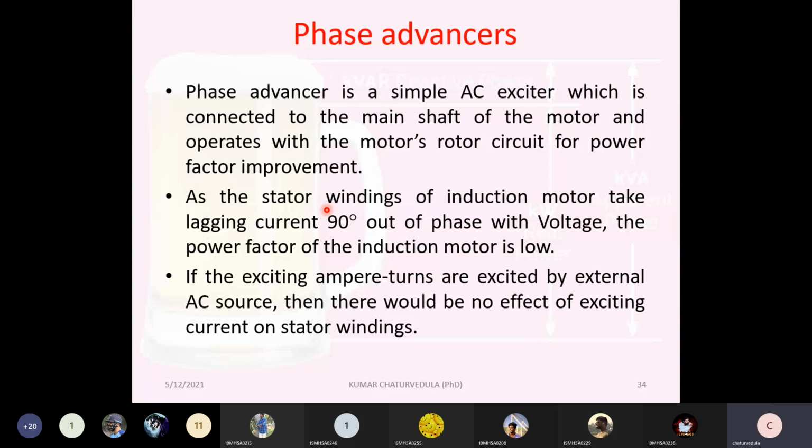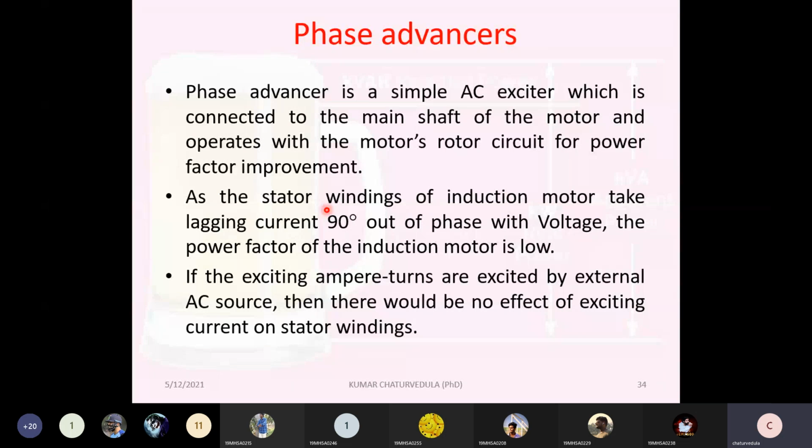So if the exciting ampere turns are going to be excited by an external AC source, then there will be no effect on the exciting current. If we want to excite this rotor during running condition instead of starting condition, then there will be no effect on the stator windings. The current in the stator windings is not going to be affected if you do not vary the initial exciting current.